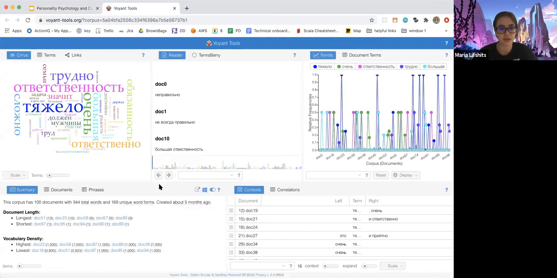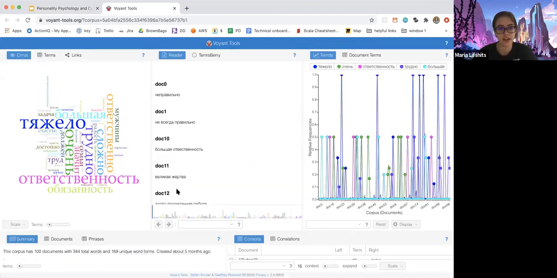This is an example of one of the word clouds that Alyssa and I worked on. As you can see, it looks at the documents and it figures out what are the most important words in the specific document. In this case, we didn't do any stemming just because we wanted to actually see the idea, but you can see that the word responsibility, the word heart are the prevalent ones here.